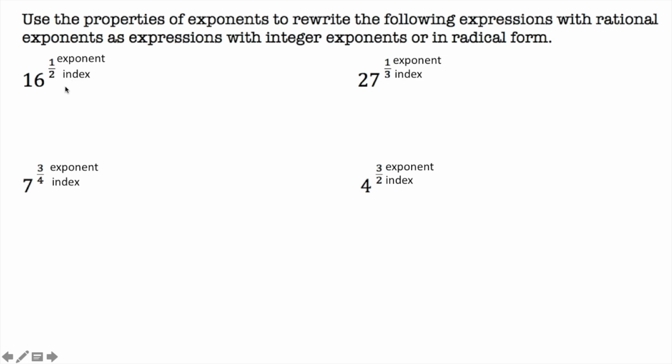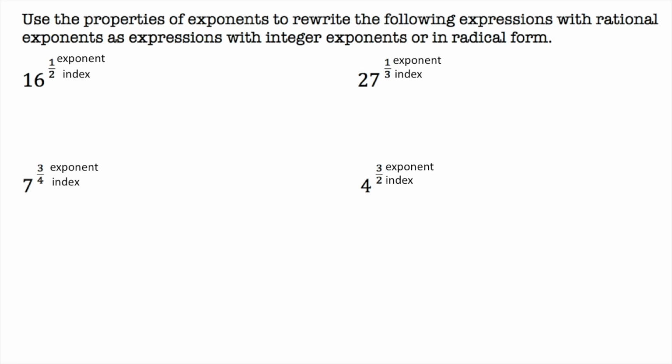So I labeled these all for you so you'll remember exponent over index when we make our radicals for each one. So let's take a look at the directions at the top. Use the properties of exponents to rewrite the following expressions with rational exponents as expressions with integer exponents or radical form. So your answers are either going to be with a radical in the answer, or it's going to be with an integer as your answer. So integers just mean a number.